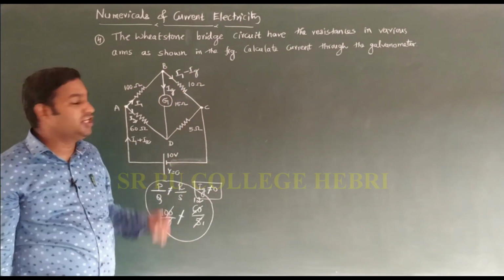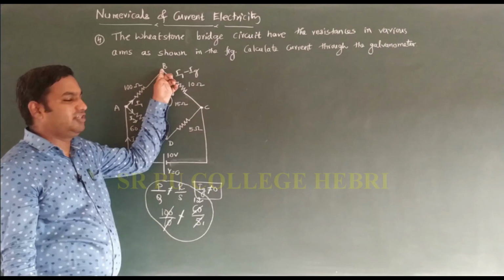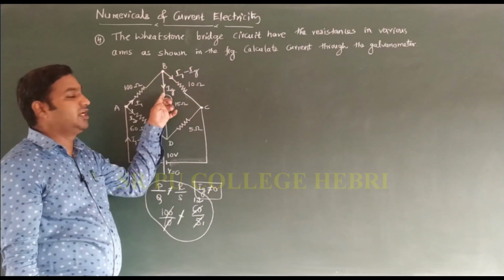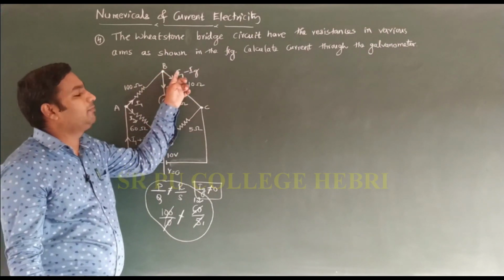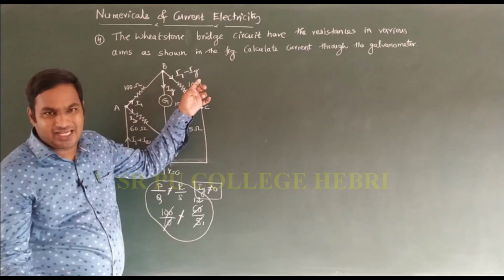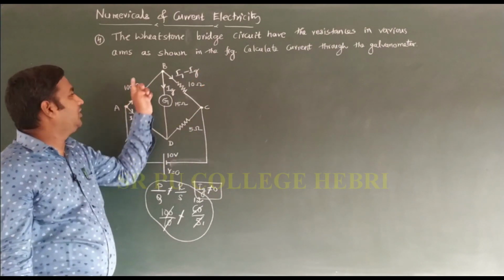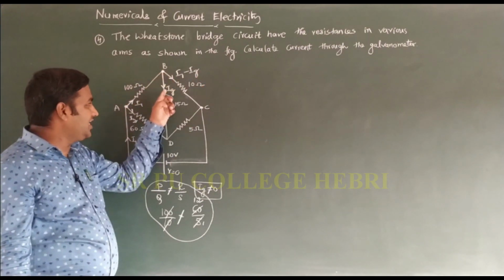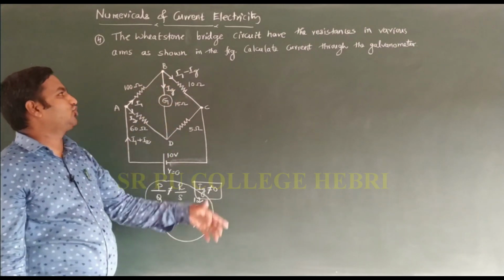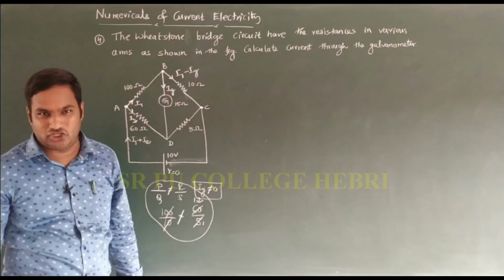I1 minus IG. Just imagine 10 amps entered, out of that 2 amps leaving, remaining is 10 minus 2, nothing but 8 amps. Same way, I1 is entered, IG is leaving. In this branch, the current becomes I1 minus IG.